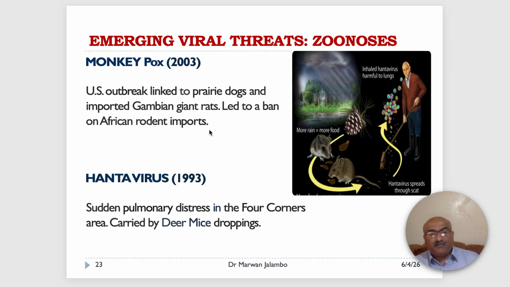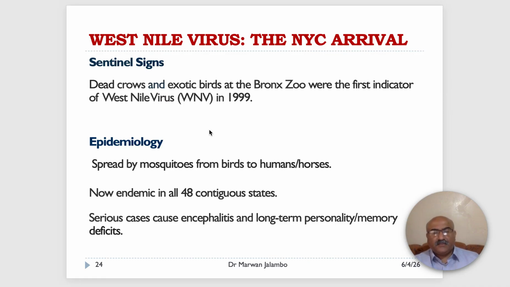Sometimes these pathogens do not need a direct bite. They use a middleman. West Nile virus arrived in New York City in 1999 via an infected bird or mosquito on a plane. It uses birds as reservoir and mosquitoes as the vector. It is now permanently endemic in the United States, causing thousands of cases of encephalitis every year.